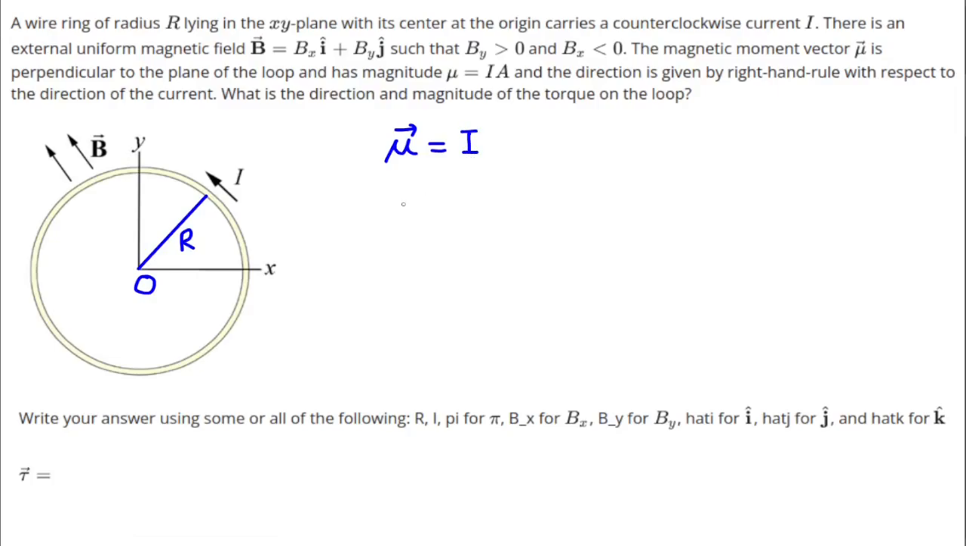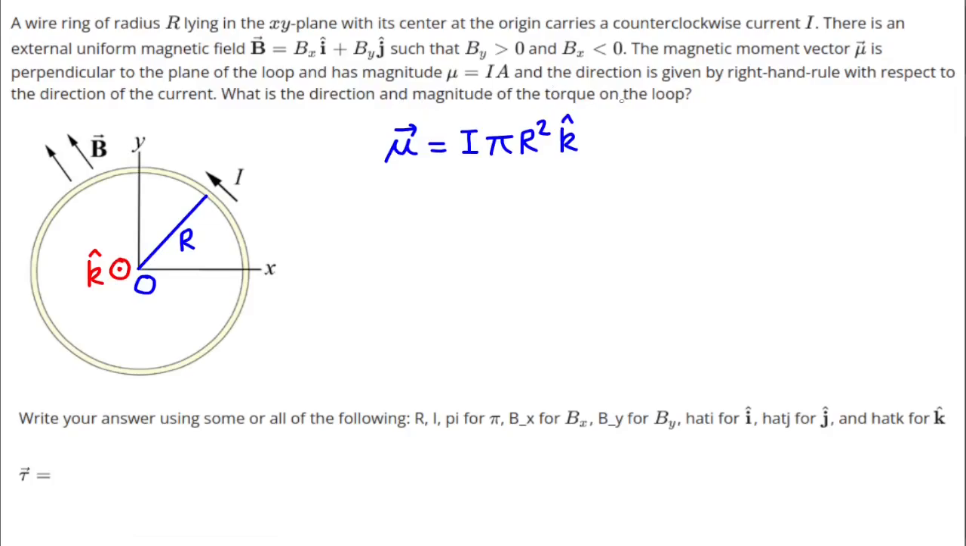current times the cross-sectional area of the loop, which is pi r squared in this case, and the direction is given by the right-hand rule with respect to the direction of the current. So it acts in a positive z or k direction. And what is the direction and magnitude of the torque on the loop?